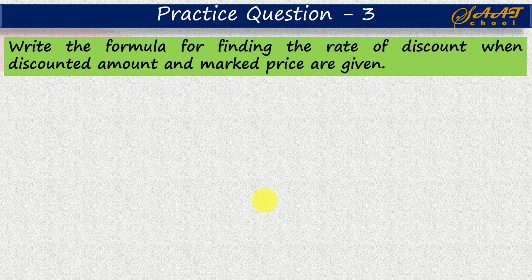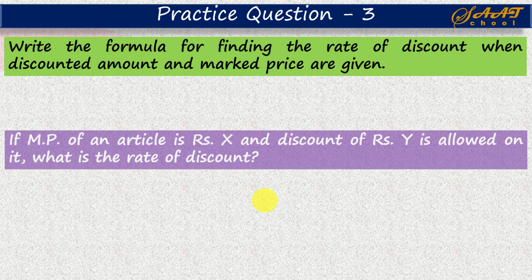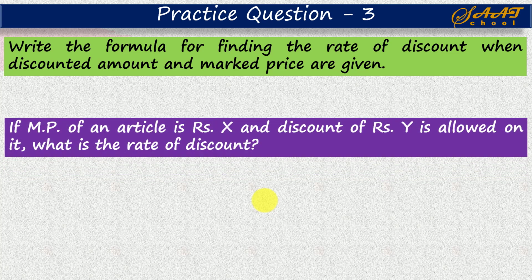Now here is practice question 3. You have to write the relation or formula for finding the rate of discount when discount amount and mark price are given. The second question: if MP of an article is Rs X and discount is Y, then what is the rate of discount? So you have to find rate of discount when MP is given and discount amount is given. So this is the discount amount and this is mark price or MP. You have to find rate of discount.